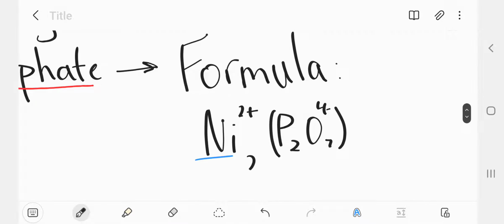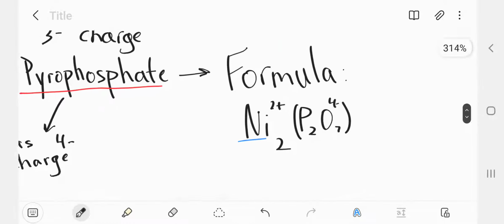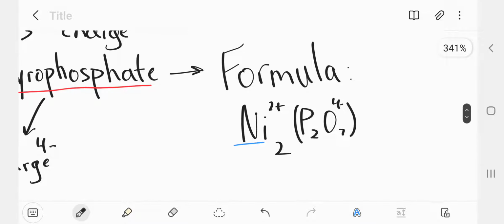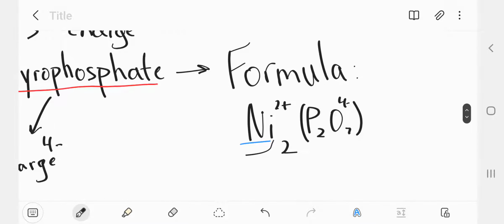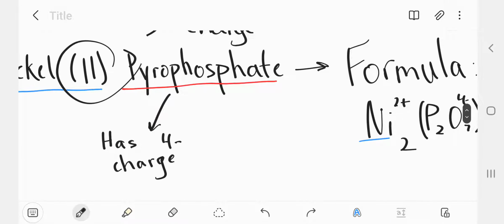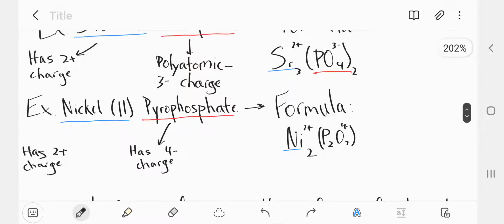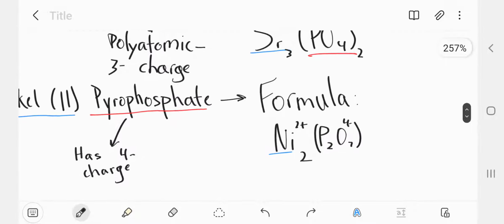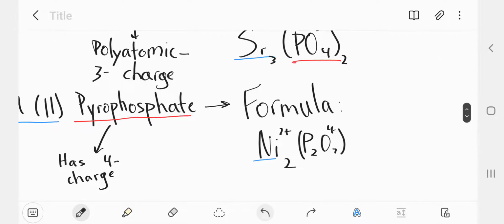It looks like somebody has deleted my work. There. So we have nickel, which normally has a +2 charge as indicated in the Roman numeral over there. And pyrophosphate, if you look through our list of polyatomic ions, has a formula of P2O7, which I just wrote right there. And the charge on that is -4. Since we have 2 of these positive 2s, it becomes +4, and +4 and -4 cancel out.